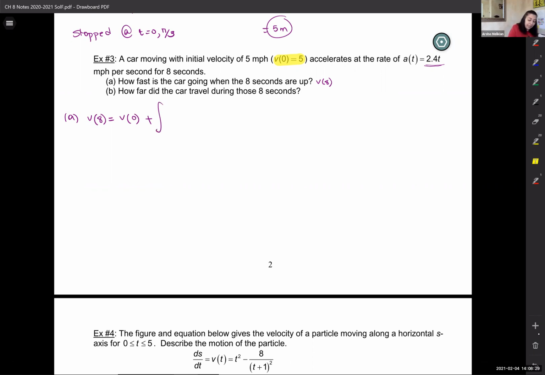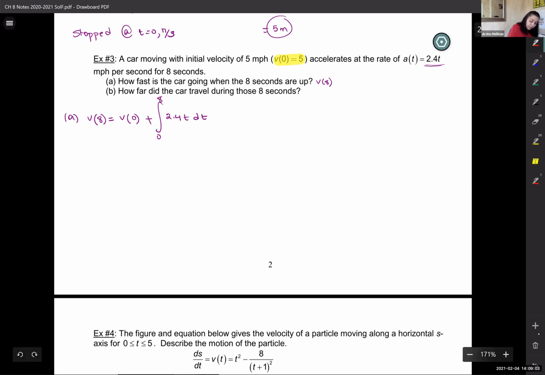It's the integral from 0 to 8, because it took 8 seconds, of something. Well, what was responsible for the change in velocity? It was the acceleration, right? The acceleration is what changed the velocity. So if I integrate over the acceleration, I will get the velocity. Does that really make sense? Let's see if that makes sense.